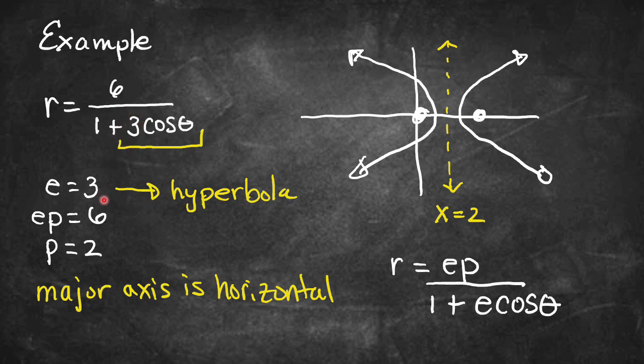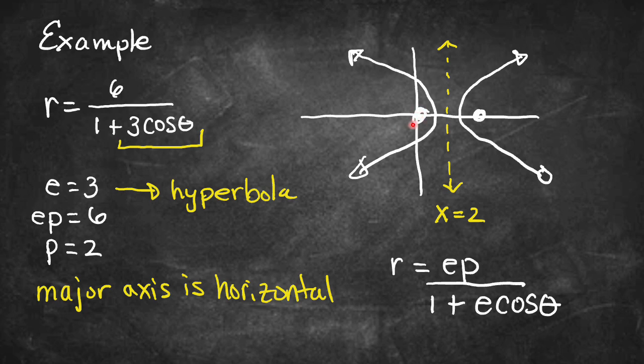And because it's greater than 1, I know that this is going to be a hyperbola. Now, the numerator is my e times my p. So since e times p is equal to 6, and I know e is 3, then p has to be 2. Because this is a cosine here, I know that my major axis is going to be horizontal. So that's going to be this way here. And because this is a plus with the cosine, that means that my directrix is going to be to the right of the pole or the origin.